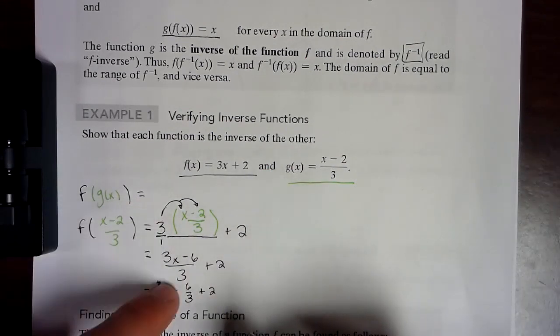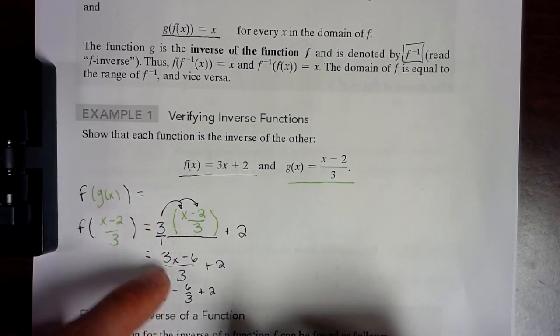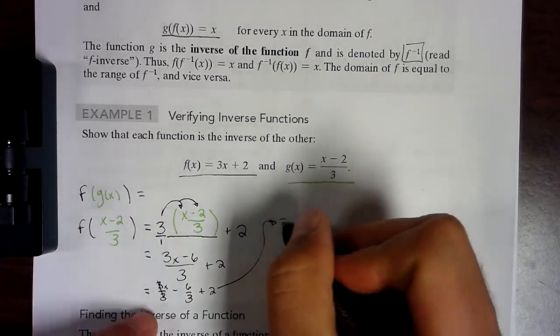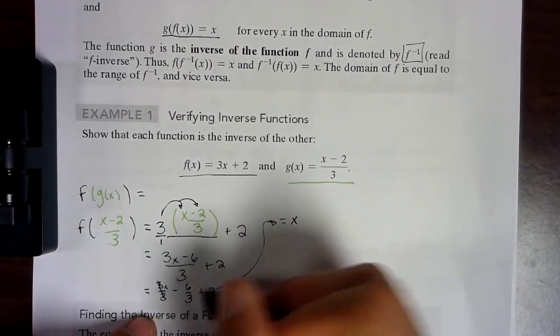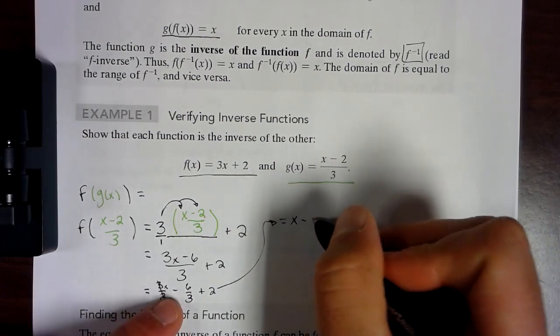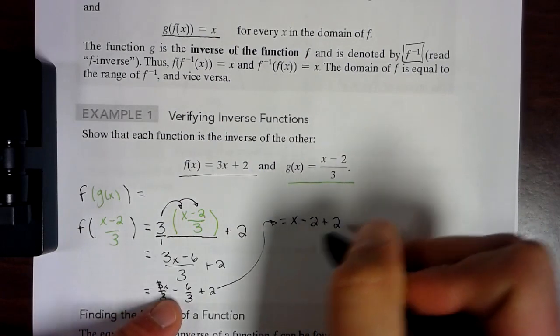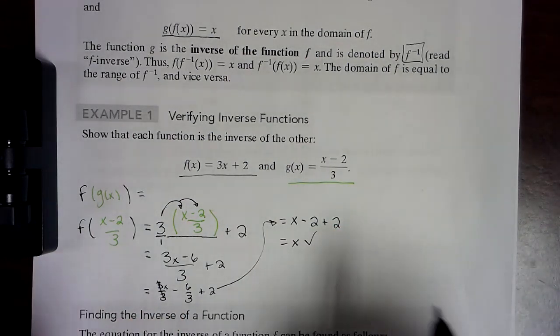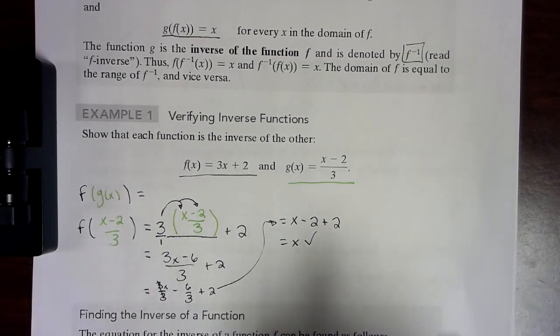I didn't really need to do that because the multiplying by 3 and dividing by 3 did undo each other. Once I divide, 3 divided by 3 is x, 6 divided by 3 is 2, and there's a negative in front, so that's a -2. And plus 2, and we end with x. That's what we want. That confirms so far that we think these are inverses.